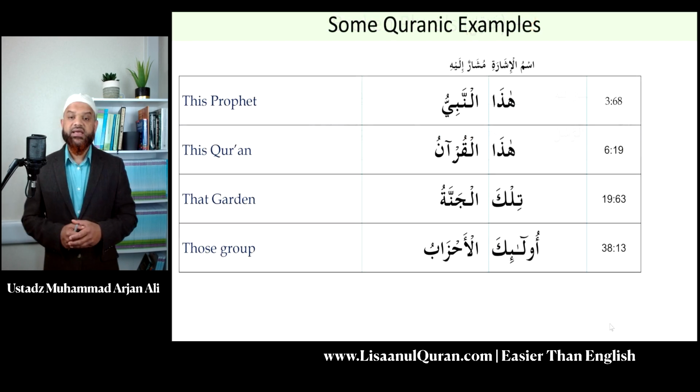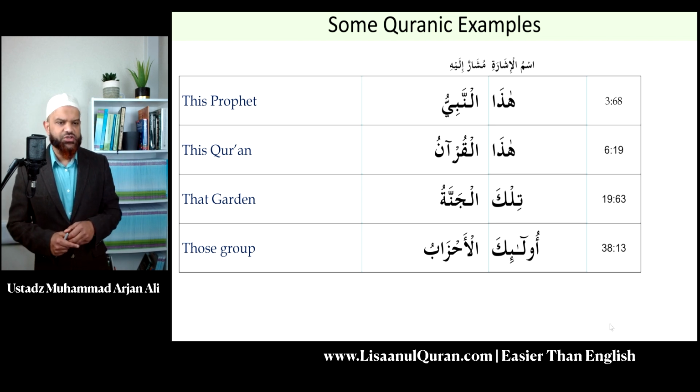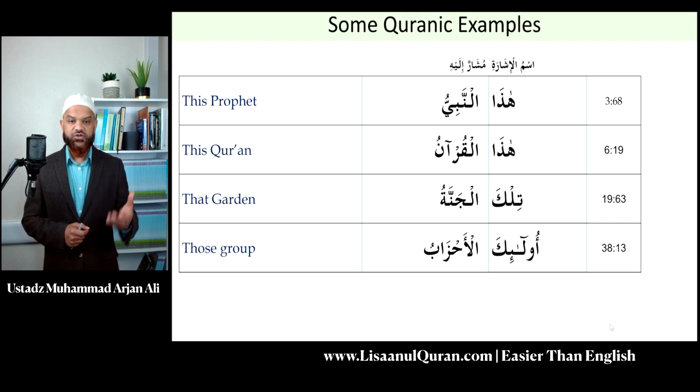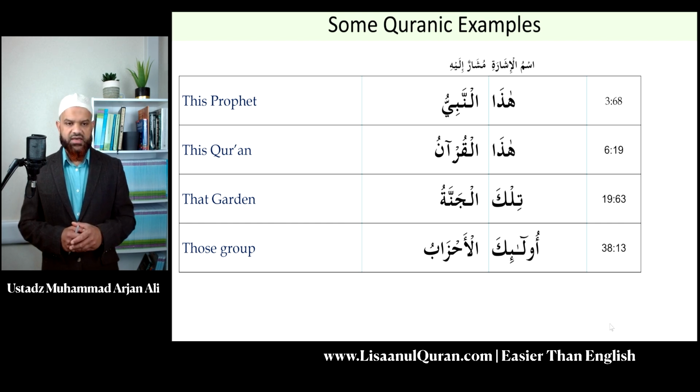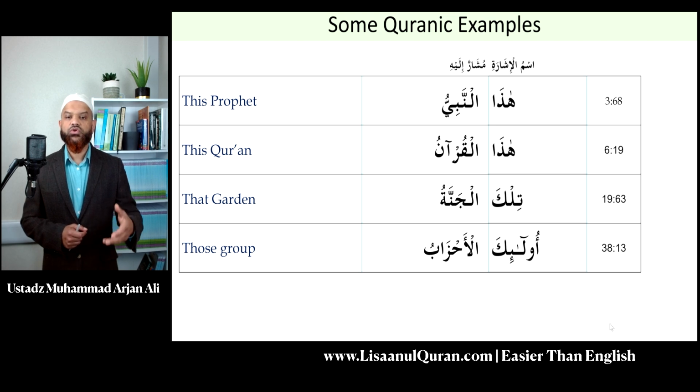So some Quranic examples of the Murakkab Ishari, just a few examples, inshallah ta'ala, listed here. I'm sure you'll find some more as we study further. So we have first one, هَذَا النَّبِيُّ, this prophet. هَذَا الْقُرْآنُ, this Qur'an. تِلْكَ الْجَنَّةُ, that garden, or you can say a paradise. أُولَٰئِكَ الْأَحْزَابُ, those groups.